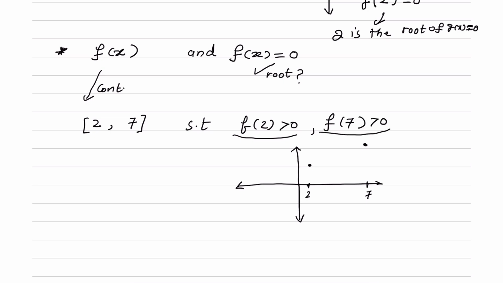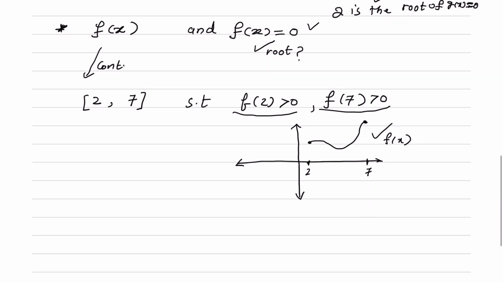Now we know that the graph of f of x on the interval 2 to 7 is continuous, so there is no gap in the curve from 2 to 7. So let's say we have this shape. This graph of f of x is not cutting the x-axis at any point. Since this graph is not cutting the x-axis at any point, we cannot see any root for the equation f of x equal to 0.